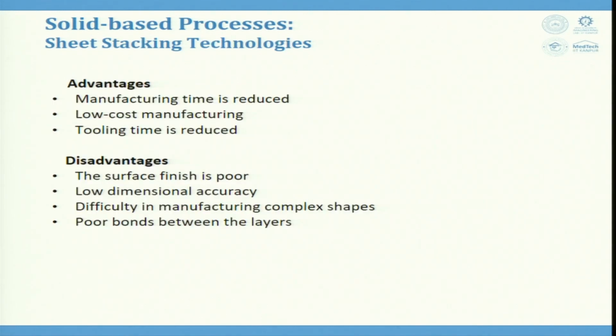The advantages of sheet stacking technologies are that manufacturing time is reduced. It is low cost manufacturing, the tooling time is reduced as well, and it is applicable to a vast variety of materials. Disadvantages are that the surface finish is poor, low dimensional accuracy, difficulty in manufacturing complex shapes, and poor bonds between layers because that is just a glue. This is not a material itself.